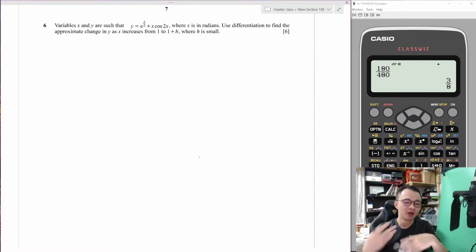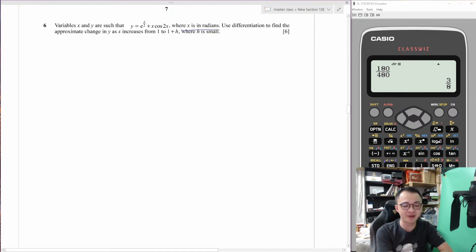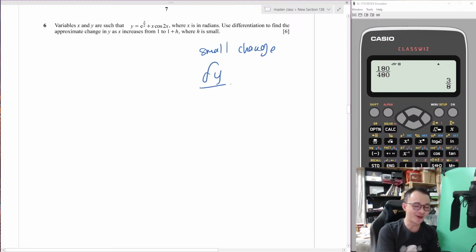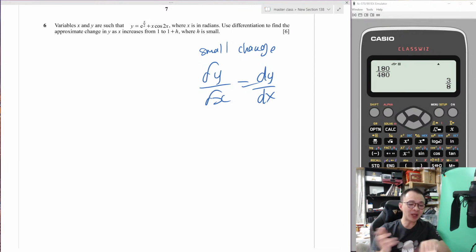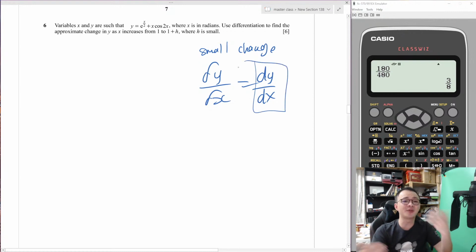Alright, so differentiation. I guess this is small change. We have an equation, and x is in radian. They ask us to use differentiation to find the approximate change in y when x increases from 1 to 1 plus h, where h is small. So you know this is small change. The small change formula is super easy: change of y over change of x equals dy/dx. If you have no idea what is going on here, go check out the small change content. So what I want to do is find dy/dx first. Definitely, I have the equation of y, so I can find dy/dx easily.